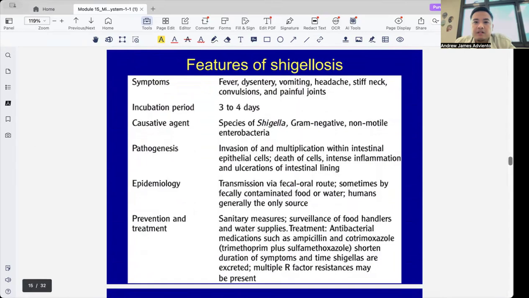So these are the features of shigellosis. And as I mentioned, this one is caused by Shigella bacteria, and that produces toxins that damage the intestinal lining. So this results in inflammation and bleeding, leading to dysentery.